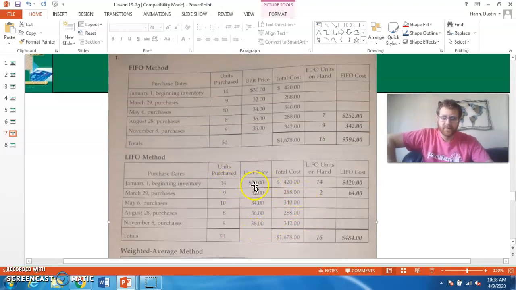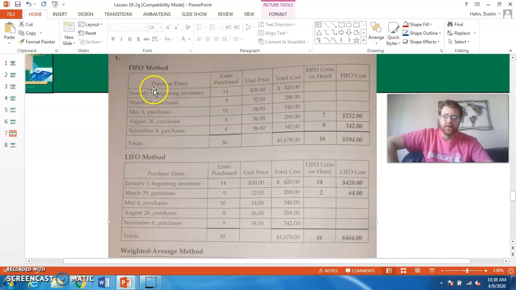Again, take your 14 times 30, equals your 420. Take the 32 times 2 equals your $64. This is how much we have left on hand. So total cost right there. The amount that we have left on hand is right there. And add those two up, and it's right there.